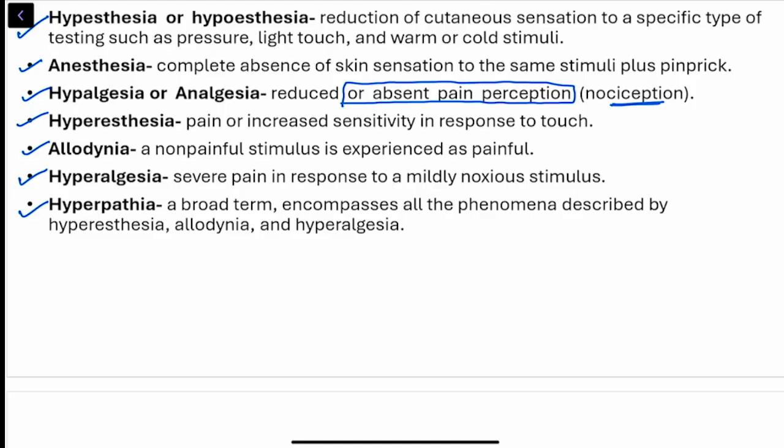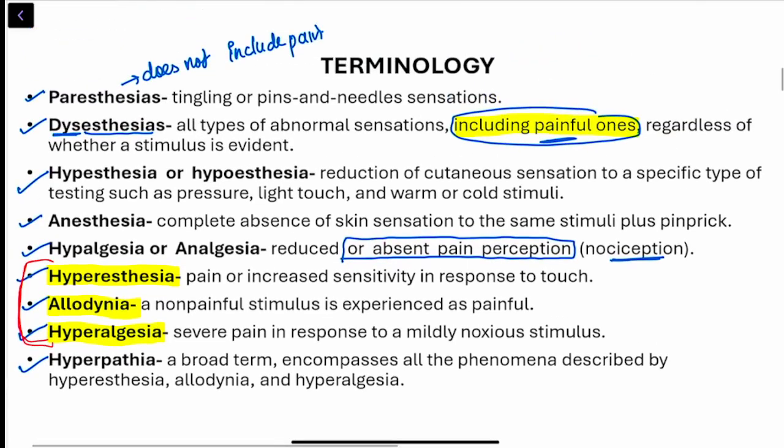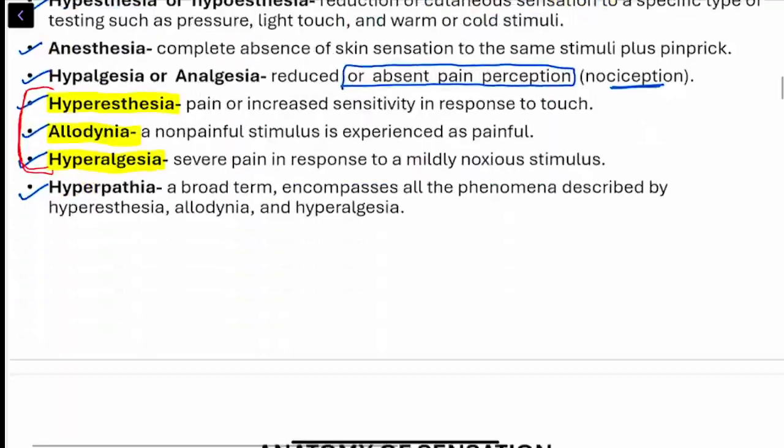Hyperesthesia, allodynia, and hyperalgesia. Right? These three sensations, these three symptoms, they come under the topic of hyperpathia. They are known as hyperpathia. So this is all about remembering the terminology. It is very interesting and very important to know, very useful.